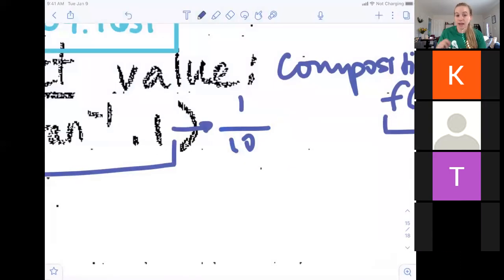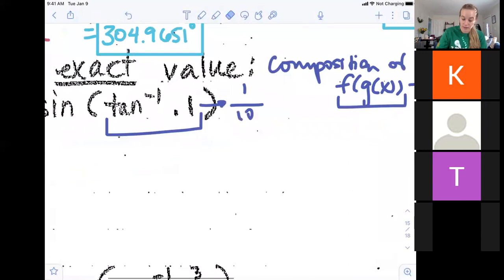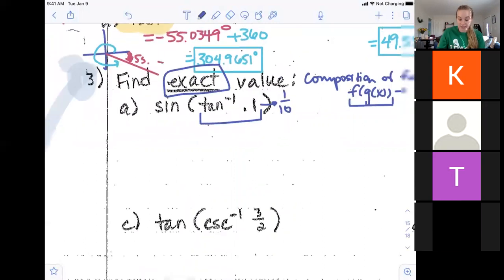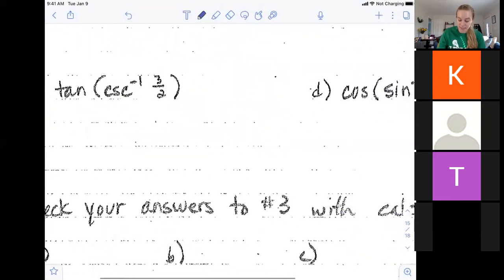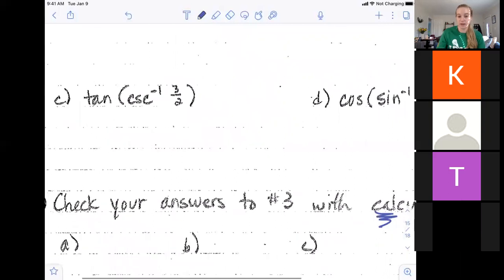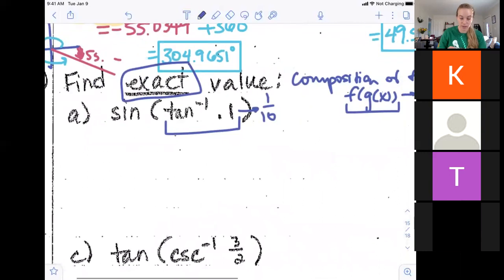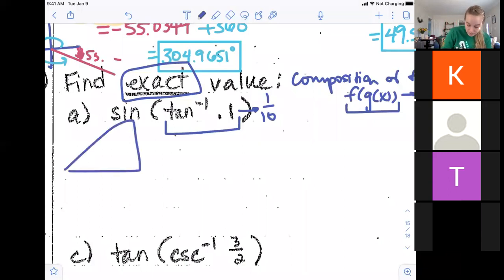Now, I want it as a fraction because I need to use a triangle here. It says find the exact value. That means that I have to do it by hand and not in the calculator, because the next step says check with the calculator. Not this step. This step says find the exact value. So we have to do an exact value. That means no decimals. That means no rounding. It means numbers and fractions and radicals. So I'm going to make a triangle.